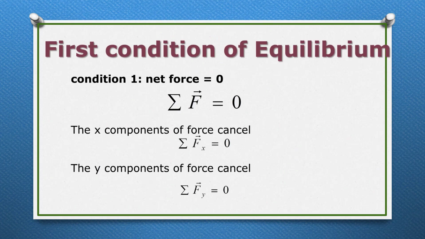So what we can say? We can say that for the first condition, net force is equal to 0. Sum of all the forces must be 0. X components of the force must cancel each other. Summation Fx must be 0 and summation Fy must be 0. Okay. Summation F is 0, summation Fx is 0 and summation Fy is 0, and all are in vector form.